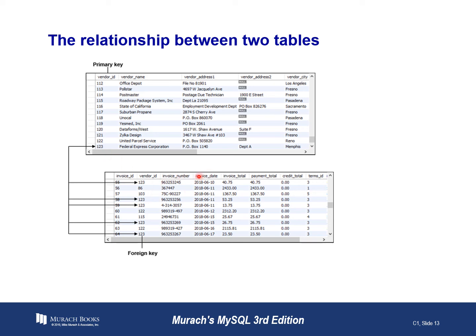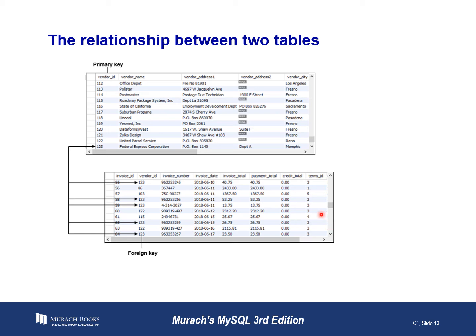Each row in the vendors table is related to one or more rows in the invoices table. This is called a one-to-many relationship. Take a look at this, vendor 123, Federal Express Corporation. This vendor is present in multiple rows in the invoices table, so we have many occurrences of the same vendor. So one vendor in the first table is present in many rows on the second table: one to many.